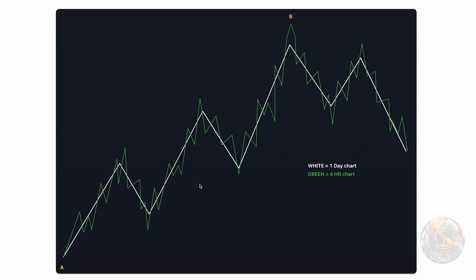So for you, you need to decide which trader you are. Are you the guy who wants to buy A and sell at B? If so, you will broadly ignore all this noise in the middle. When the white line comes up here and starts to pull back, you don't panic and sell.